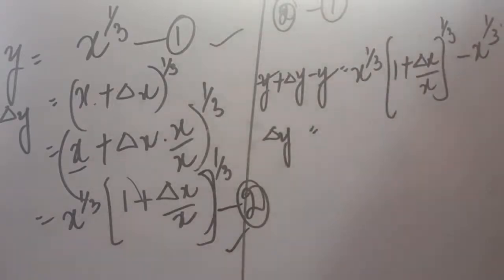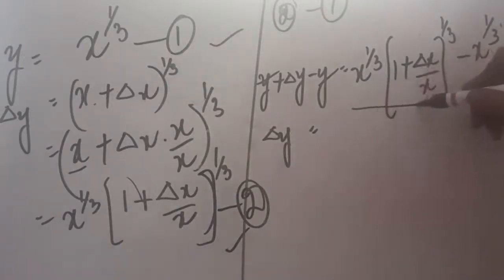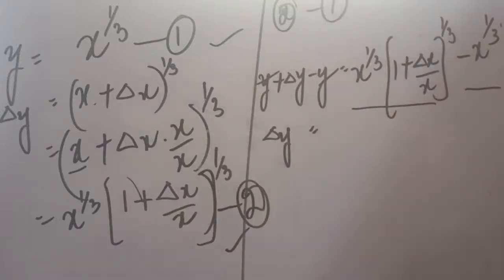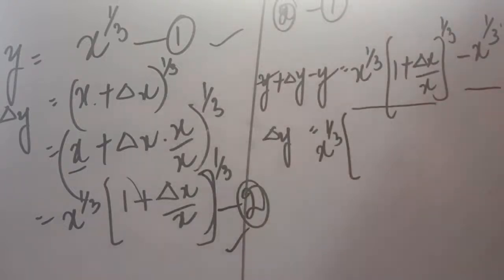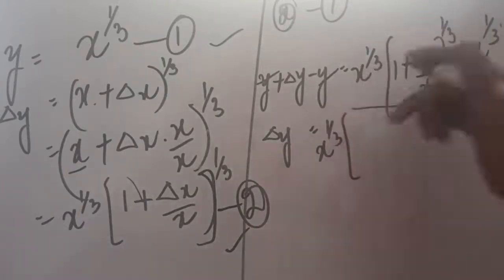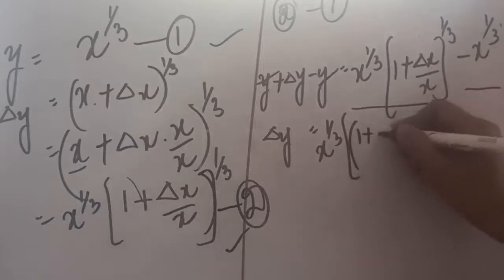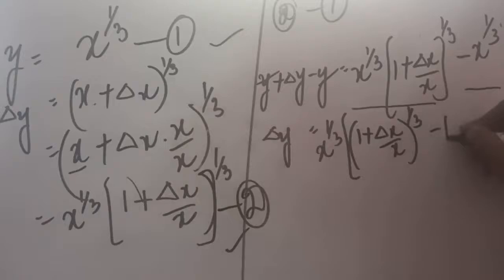And on the right hand side, you can see this is one part and this is the second part. Here, what is common? I hope you all can see that x power 1 by 3 is common. So I have taken this out. Inside we are left with (1 plus delta x by x) power 1 upon 3 minus 1.